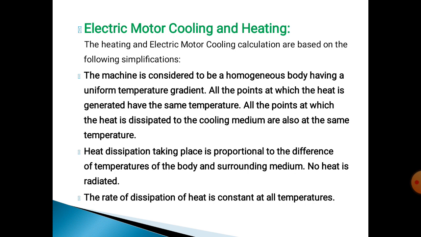And next, important assumptions for heating and cooling of an electric motor. First consideration is the machine is considered to be a homogeneous body, that means having a uniform temperature gradient. Second one is heat dissipation taking place is proportional to the difference of temperatures of body and surrounding medium. This is the second important consideration of heating and cooling of an electrical motor. And final one is rate of dissipation of heat is constant at all temperatures. This is the main thing of cooling and heating of an electric motor.